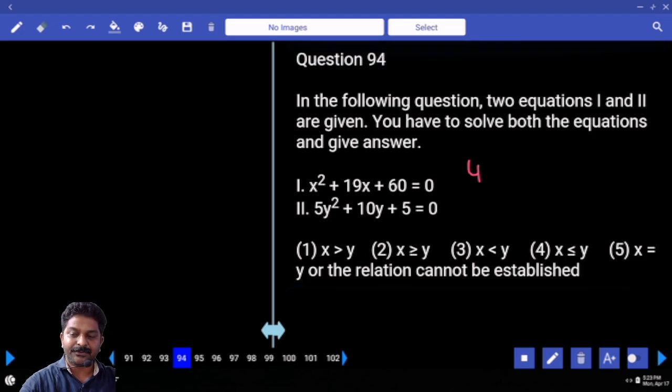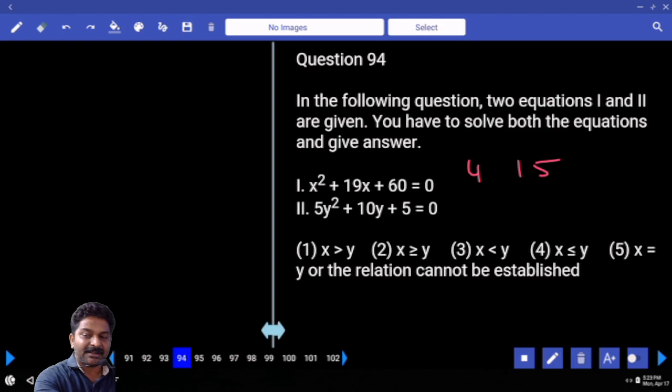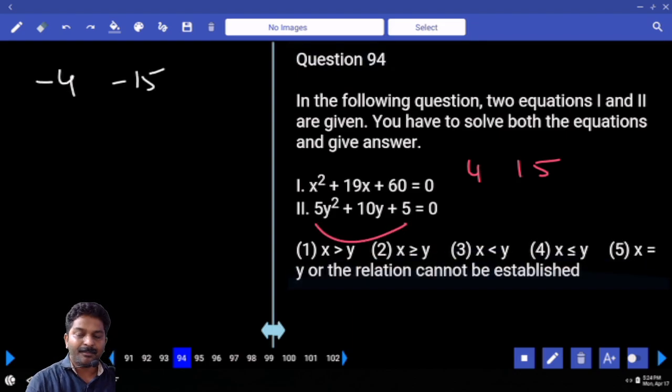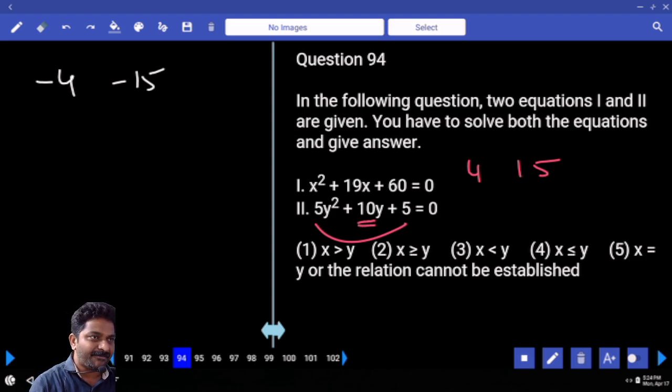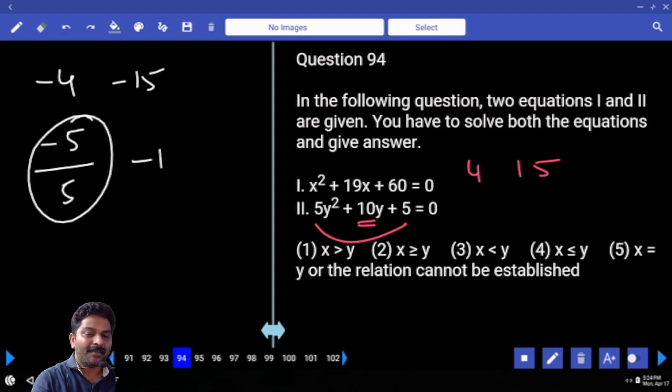Next, product must be 60. We can write it as 4 15 times. Factors are minus 4 minus 15. 5 into 5. Sum must be 10. Combination is plus 5 plus 5. Factors are minus 5. Same number you need not to repeat. Divided by coefficient of y square. How much is that? 5. How much is this value? Minus 1. X is less than y.